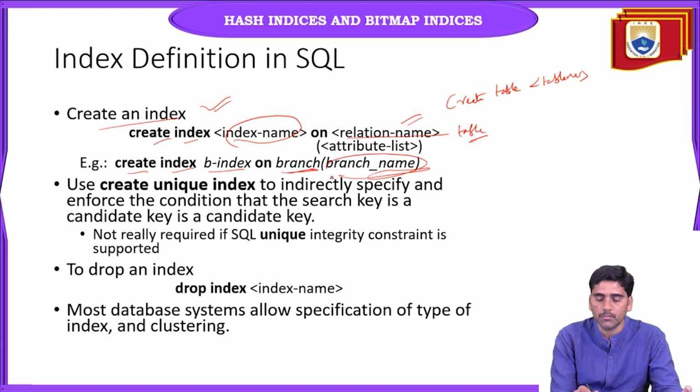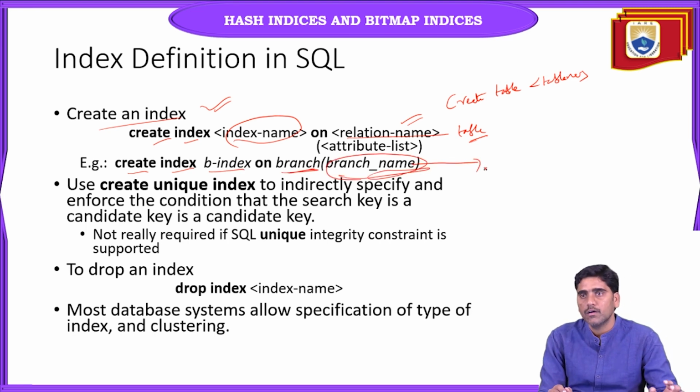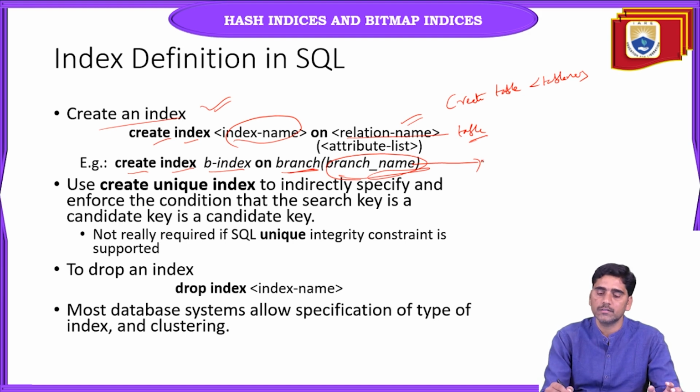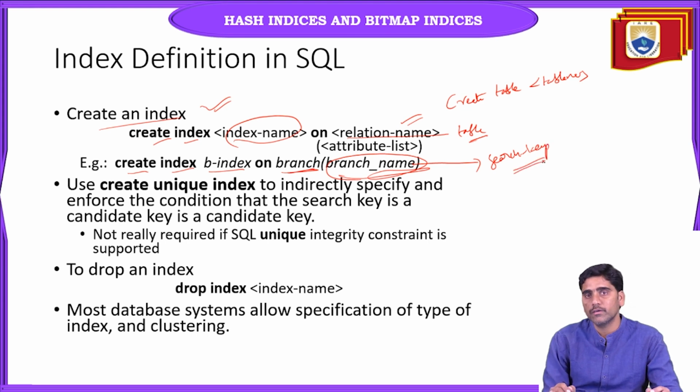So in that branch table, we can take the branch name as the search key value. So in the same way as creating a table, we can create the index also. Create index, index name, on table name, that means the relation name.